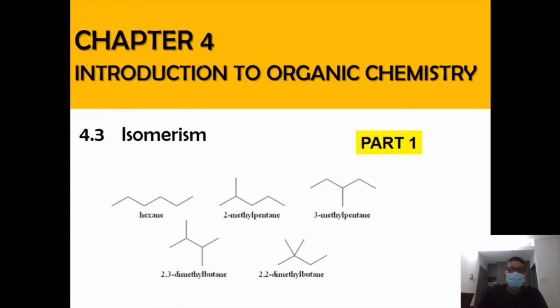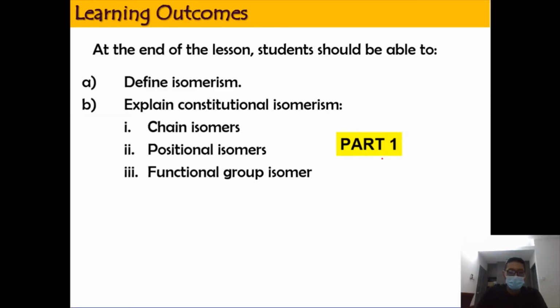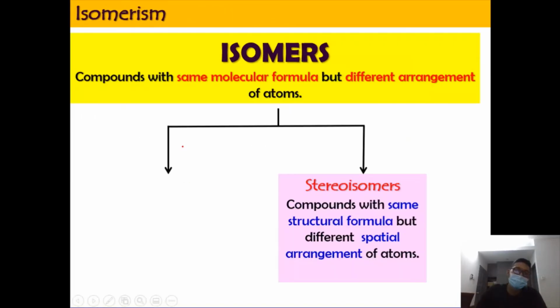So now we are in chapter 4, which is Introduction to Organic Chemistry. We are going to focus on the subtopic of 4.3, which is Isomerism, part 1 of this video. In this video, we're going to learn the definition of isomerism. Also, we're going to explain constitutional isomerism, which has the chain isomer, positional isomer, and functional group isomer. So, without any further ado, let us start.